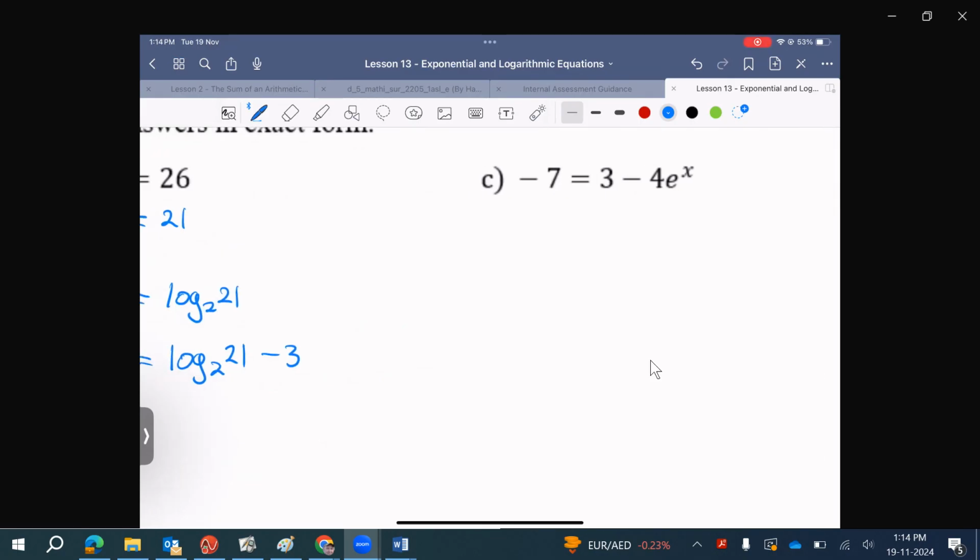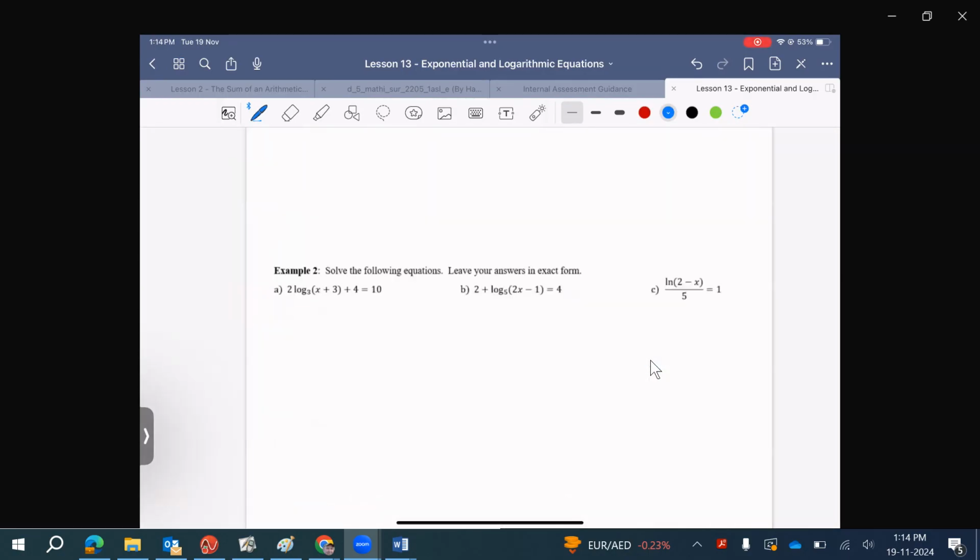So here on this one, I think I might like to just move the 4e to the x here and add 7 to both sides, make everything positive. That seems like a nice start for me. We get e to the x is equal to 5 over 2. And then we want to take ln of both sides. We get x is equal to ln 5 minus ln 2. We can either answer like that or like this. Both are acceptable.